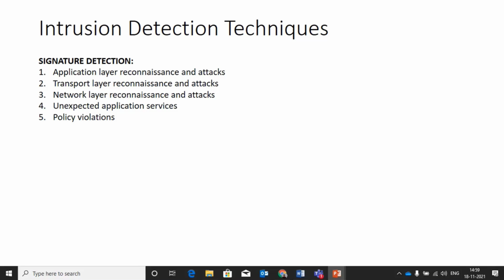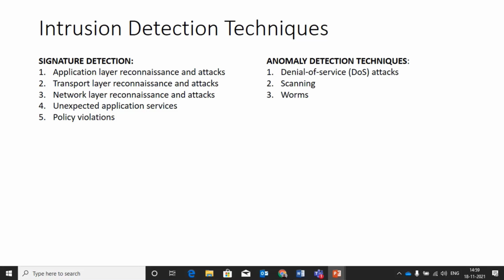Policy violation you can also monitor with the help of signature detection, because each and every website and packet has a kind of policy and rule. So if the system is not following that rule or policy, or the port number is not correct, that means they are violating the policy. Another intrusion detection technique is the anomaly-based detection technique.